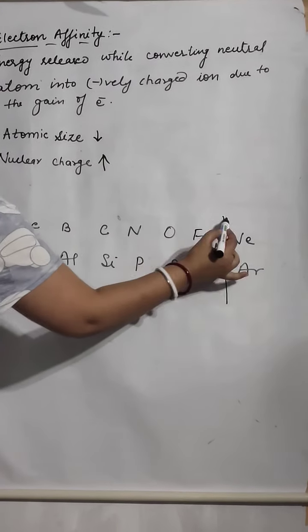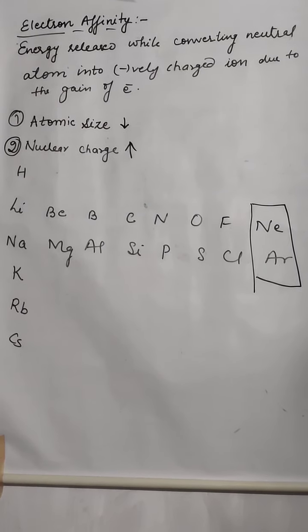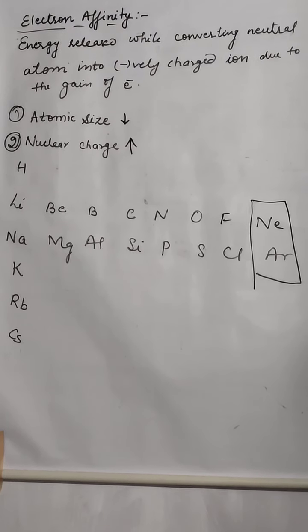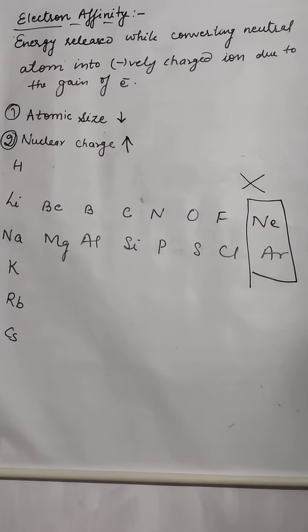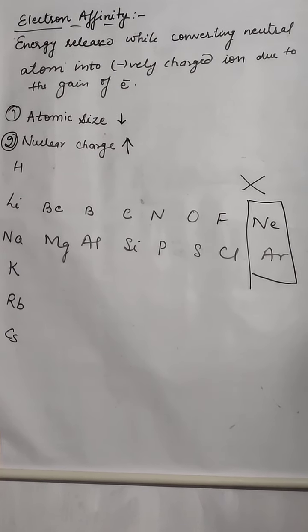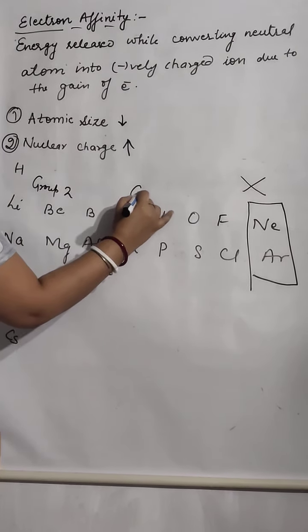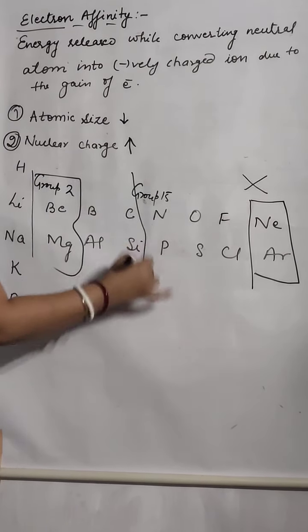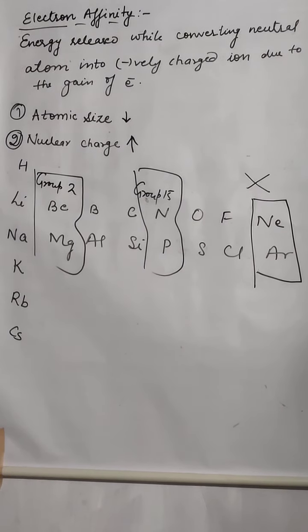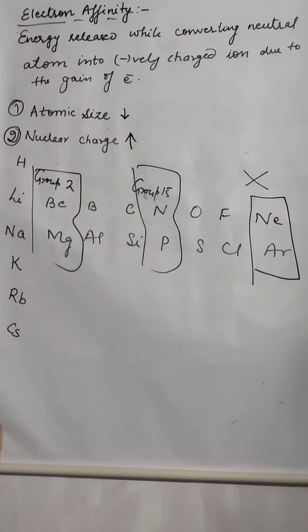So these are noble gases. It is not easy for them because they have stable electronic configuration. So it will not be easy to give them an electron because they have stable electronic configuration. So they will not show any electron affinity. So they are excluded. Next, group 2 and group 15 also don't show the regular trend in electron affinity. That is why, while writing the variation in electron affinity, we will not consider the group 2 elements and group 15 elements.